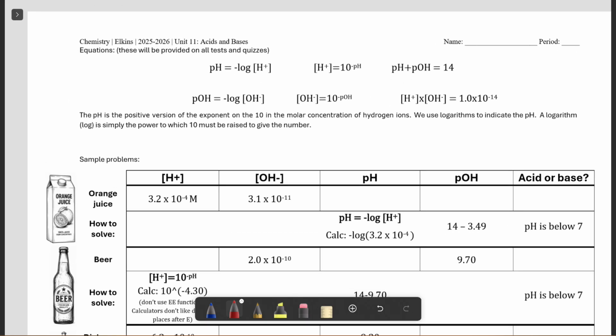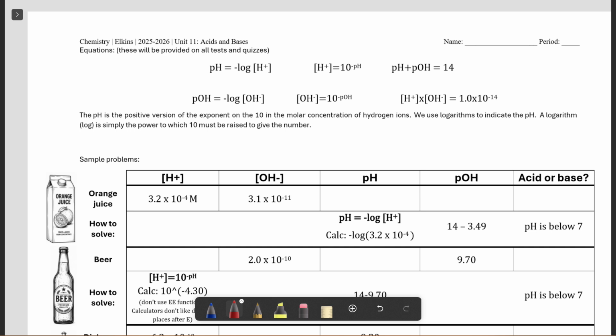All right, this is how you will be able to calculate the relationship between pH, pOH, the concentration of hydrogen ions, and the concentration of hydroxide ions in a solution. So in an aqueous solution.